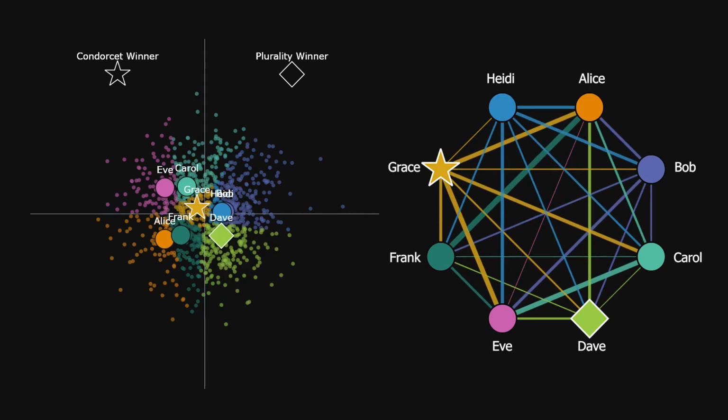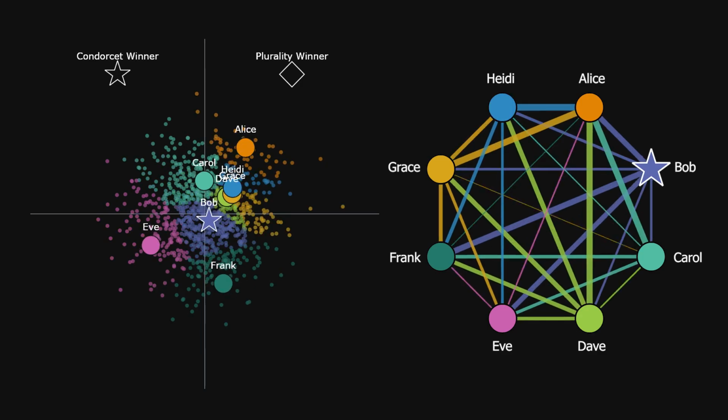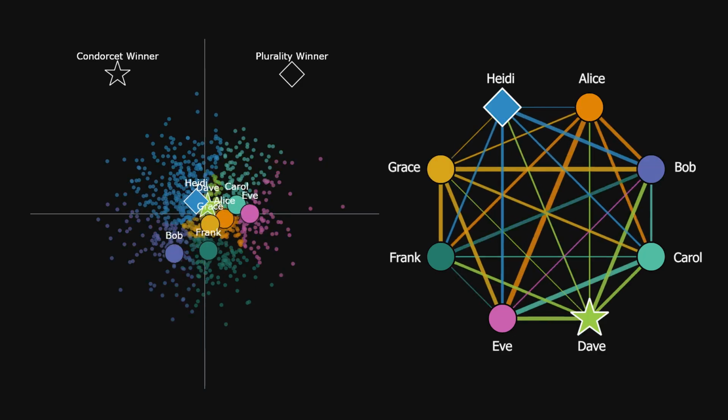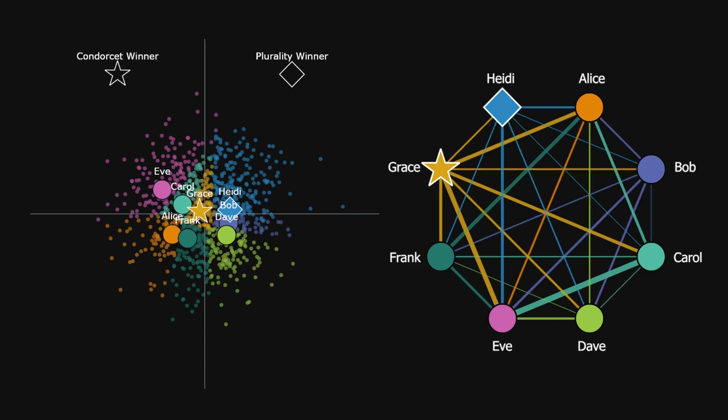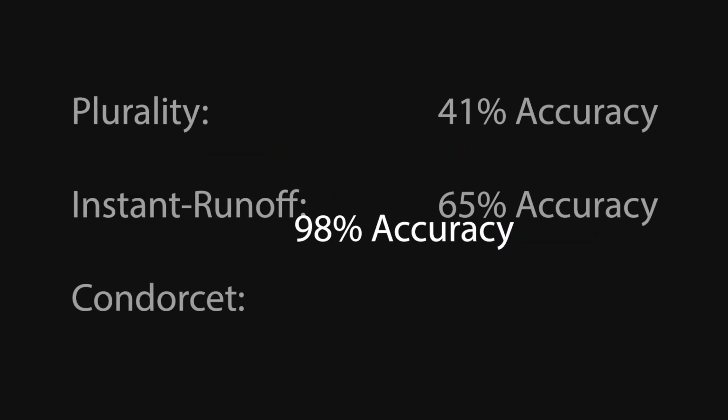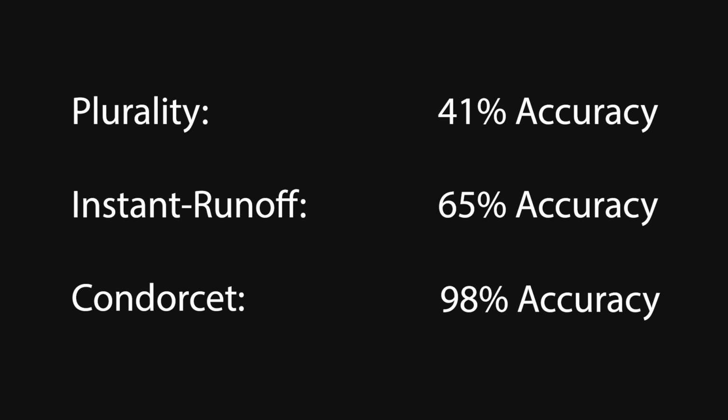So given all of this, how well do Condorcet systems perform? If we again simulate this election 1,000 times, we'll see that the Condorcet systems have an astonishing 98% accuracy, compared to 65% for instant runoff and 41% for plurality. This means that more than half the time, a Condorcet system will choose a better candidate than plurality. And given the enormous power that elected officials have, it's incredibly important to be choosing the correct candidate.